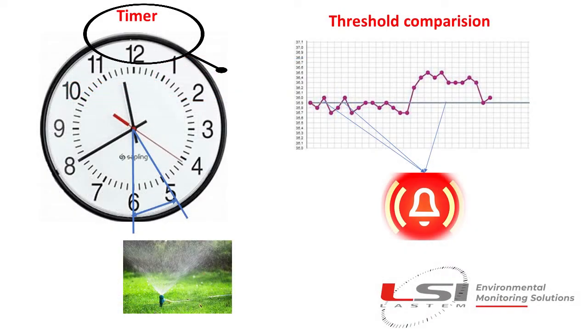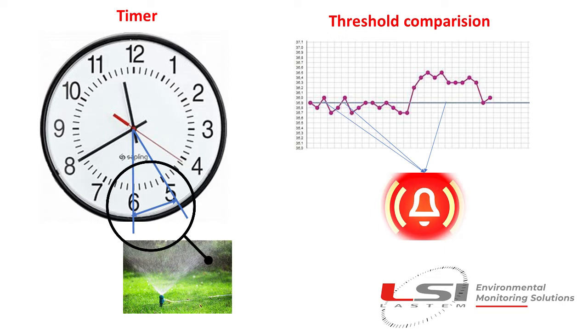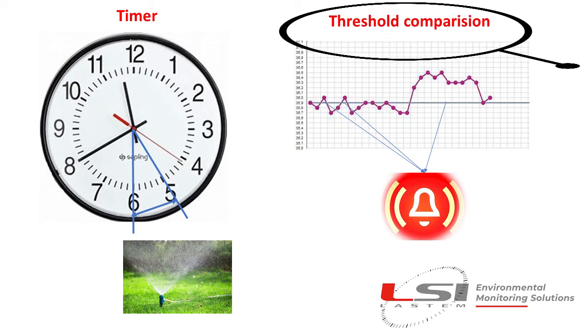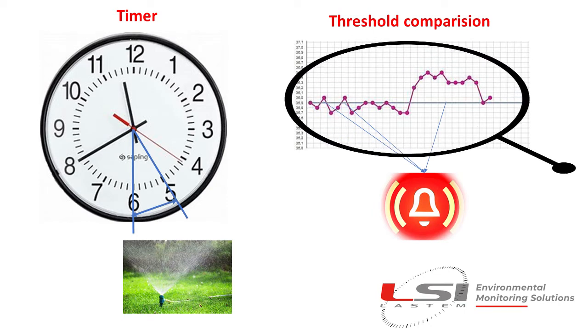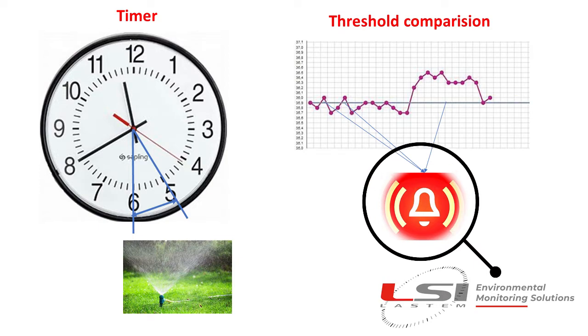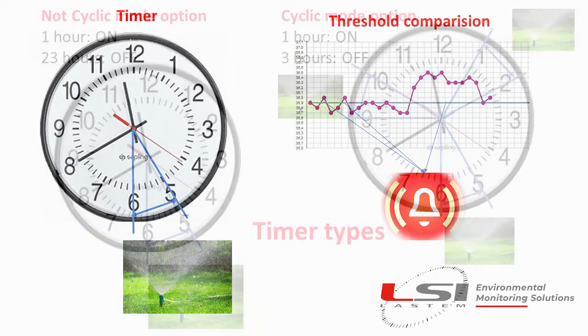The timer logic types are only used to activate and deactivate an action using a time schedule. It is not joined to any measurement values and thresholds. For example, it can be used to switch on a watering system every day at 5 o'clock and for 1 hour. Instead, the threshold comparison logic types are joined to measurement values and thresholds. This is more suitable to program logics related to alarms.